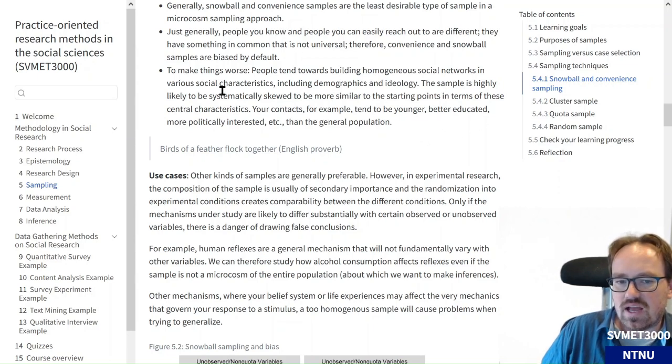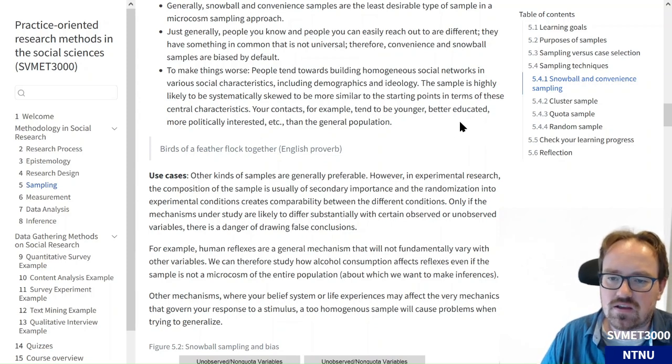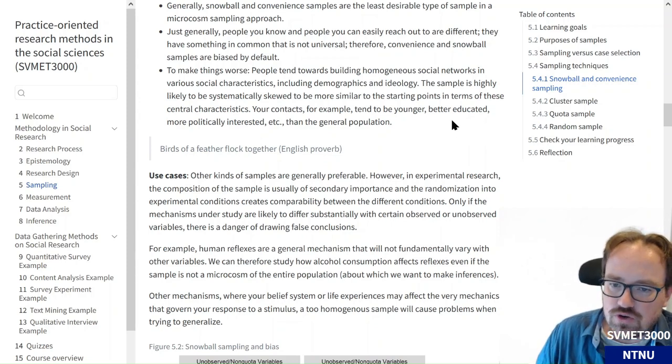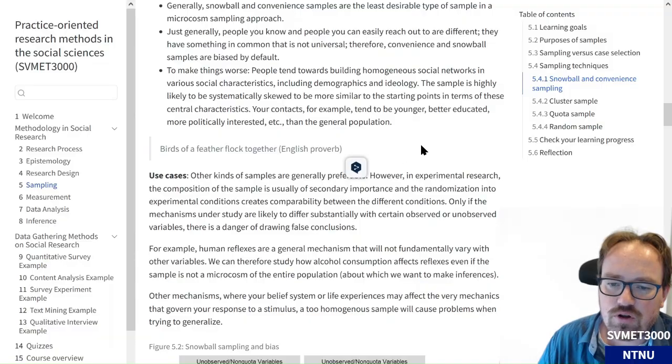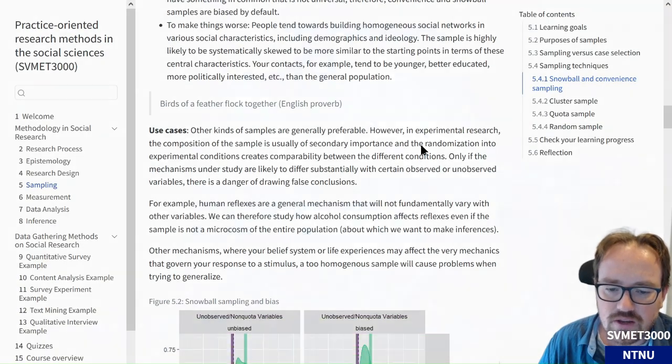The sample is highly likely to be systematically skewed to be more similar to the starting points in terms of these central characteristics. You can imagine your contacts and subjects tend to be younger, better educated, more politically interested, etc., than the general population. According to the proverbs, birds of a feather flock together.